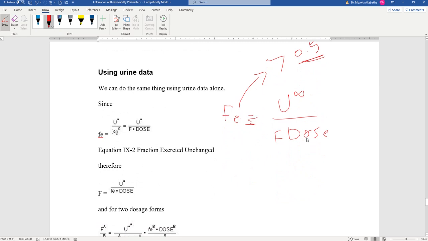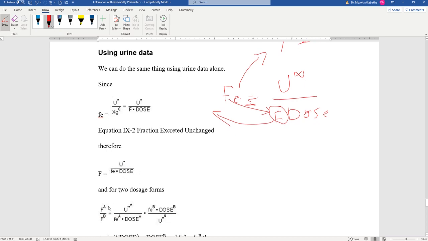Now, let's look at this equation. You will see here F. So F goes up, FE comes down. Right? So we get F equals U infinity divided by FE times the dose. Now I want to look at the ratio, because as I expressed previously, we calculate F by comparison. So FA divided by FB will be equal to U infinity A over FEA multiplied by dose A, divided by FB, so it becomes multiplied and reversed. I reverse the parameters here. So it will be FEB times dose B times U infinity B. Now look. In case I'm using the same dose for the two products, I can cancel this one with this one, right?